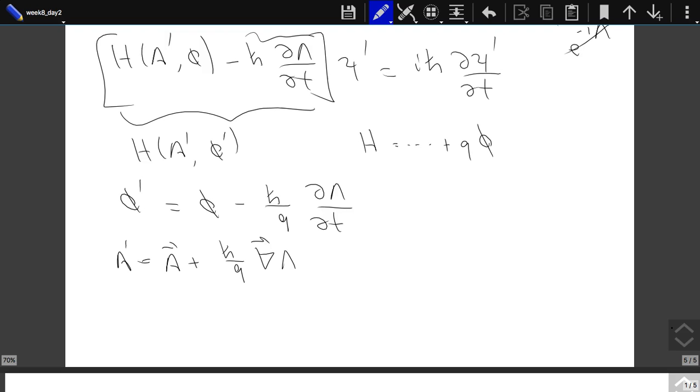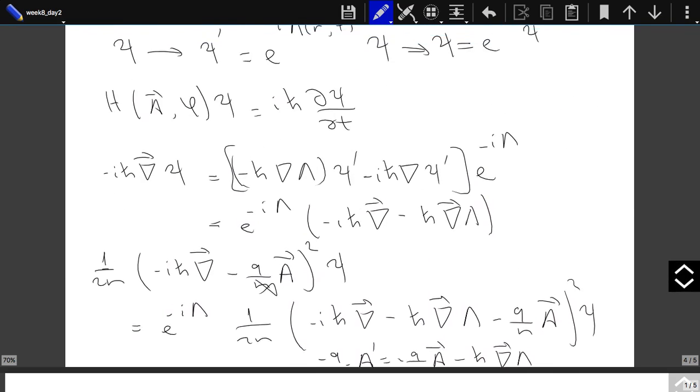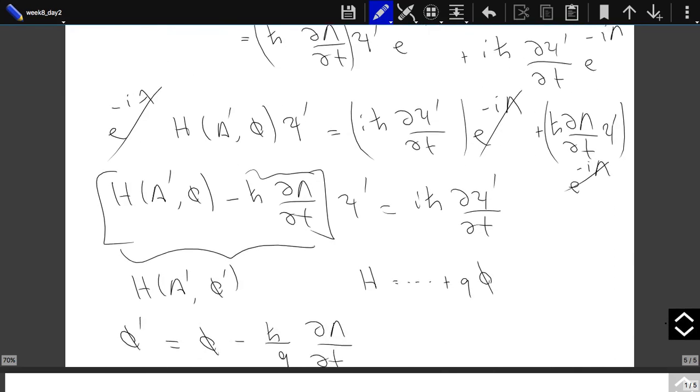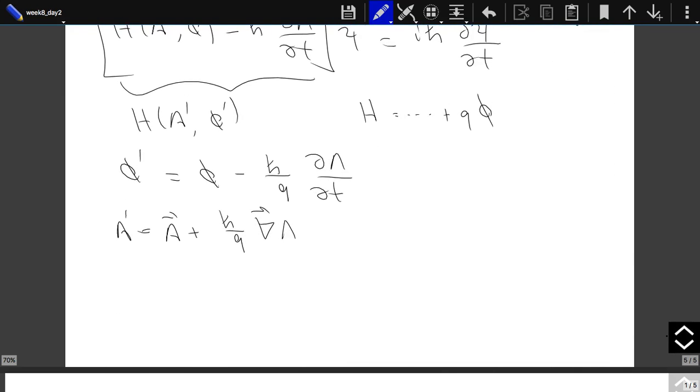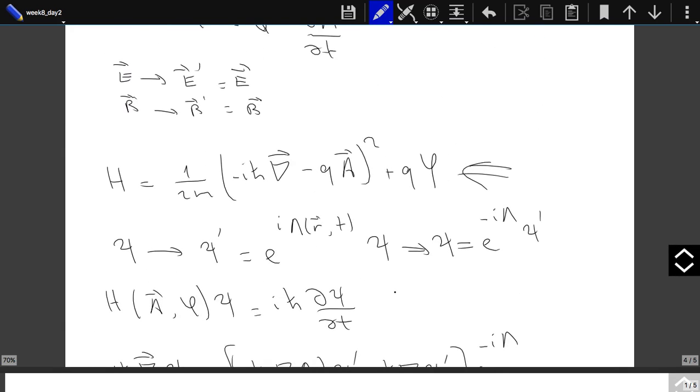Now let's see what this means in our case. Well, for the time being, let's just keep this in mind: that I can just multiply my wave function with a position and time dependent phase, and then the new wave function will still satisfy the same Schrödinger equation, provided that we consider a gauge transformation of the vector and scalar potentials.